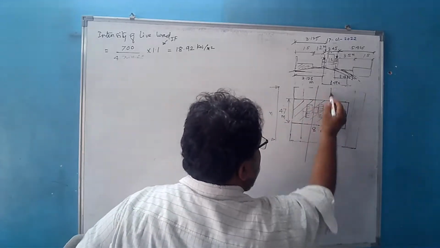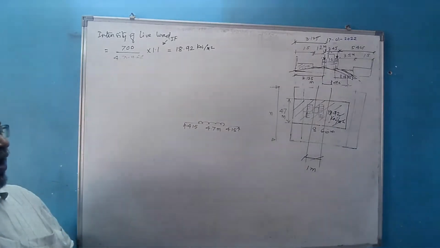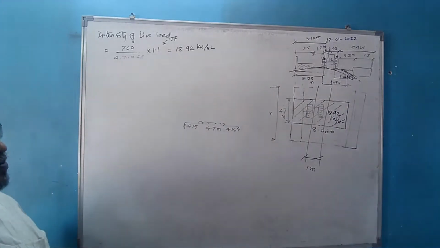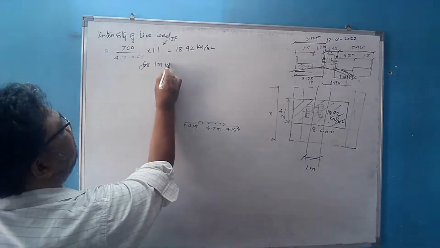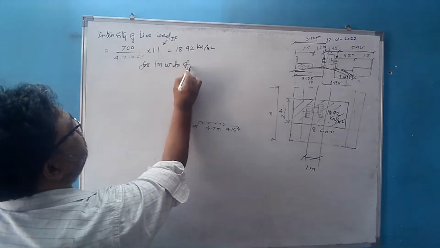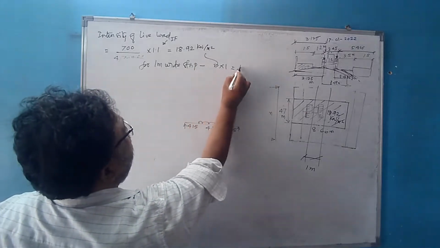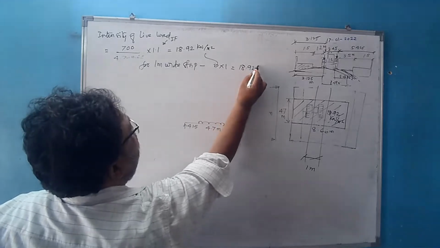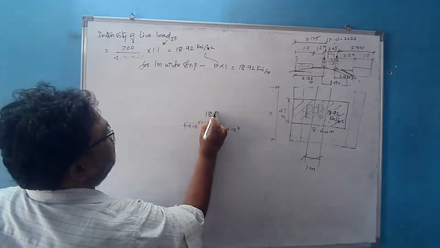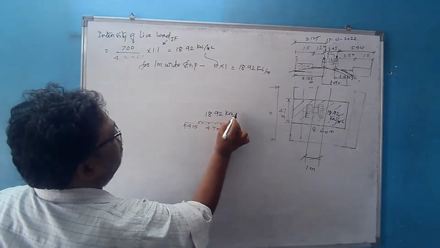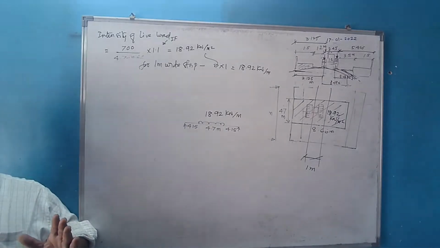But if I consider a 1 meter wide strip, then how much must that be for a 1 meter wide strip? It will get multiplied by 1 meter. So it is 18.92 kilonewton per meter. So 18.92 kilonewton per meter is the intensity of load. Is that right?